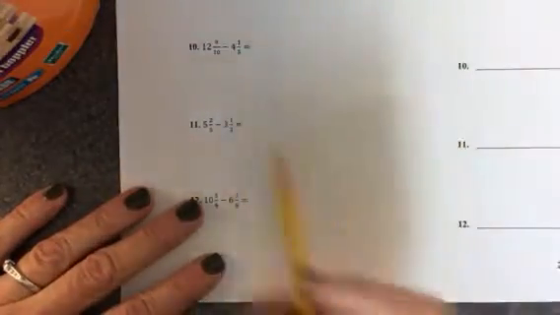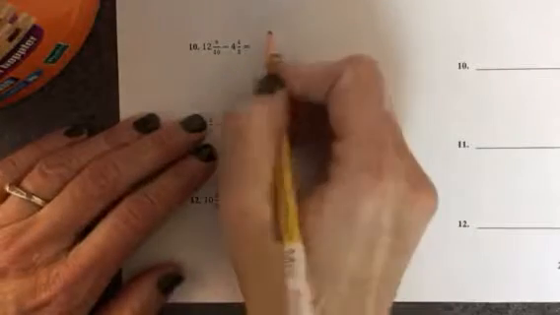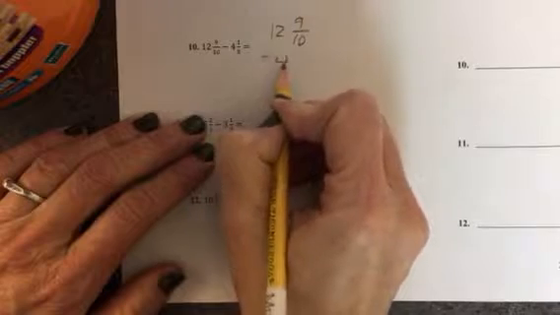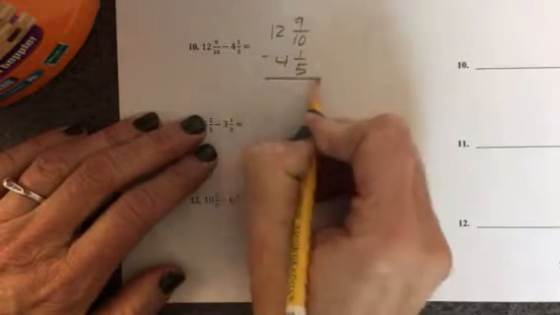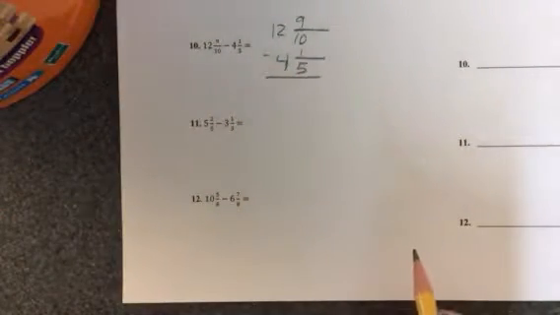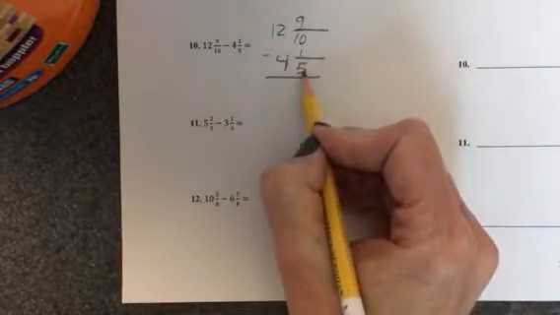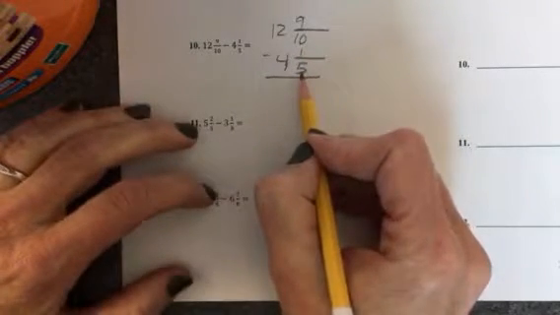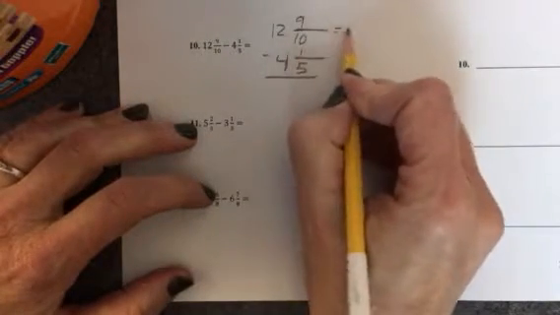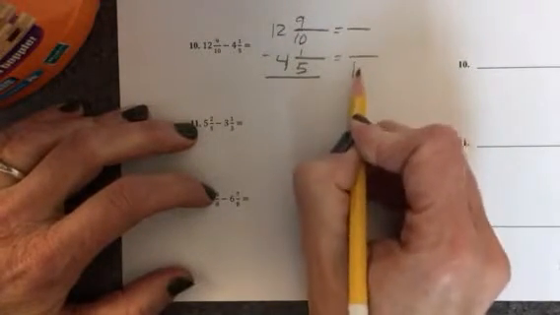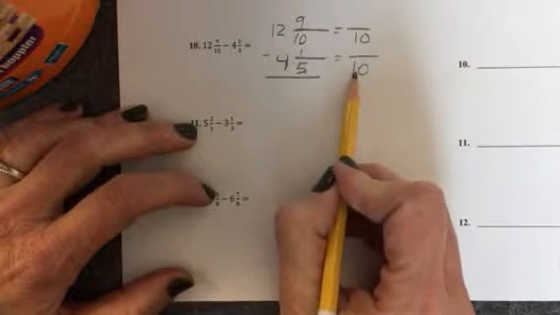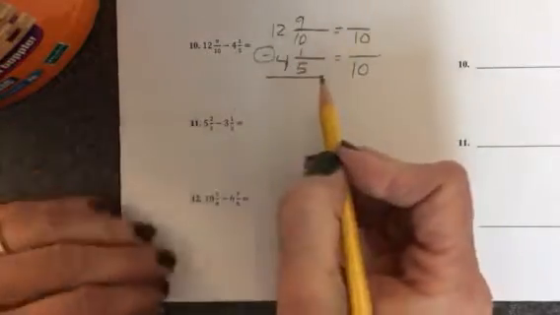Number 10. 12 9/10 minus 4 and 1/5. I am putting them in a column because I do not have a common denominator. So I need to get a common denominator. I like to look at the smallest number out of 10 and 5 and do the multiples of the smallest number. So I'm going to go 5, 10. Oh, I said 10, which tells me my denominator is going to be 10. So then I'll figure this out and subtract.